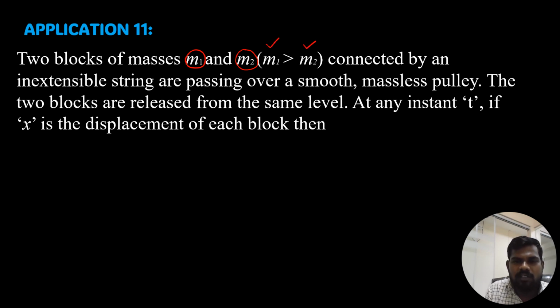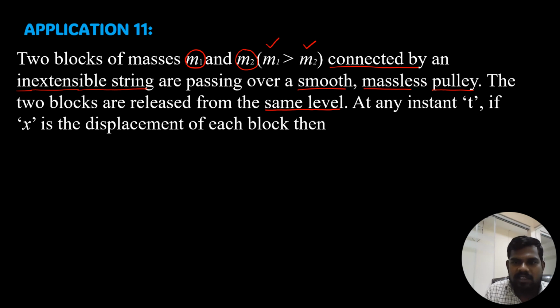Means M1 is more mass compared to mass number 2. These two blocks of masses are connected by an inextensible string, nothing but here the string is not stretchable, passing over a smooth massless pulley. Smooth massless pulley means there is no friction acting, and massless means we have to take negligible mass. The two blocks are released from the same level, means the same height.